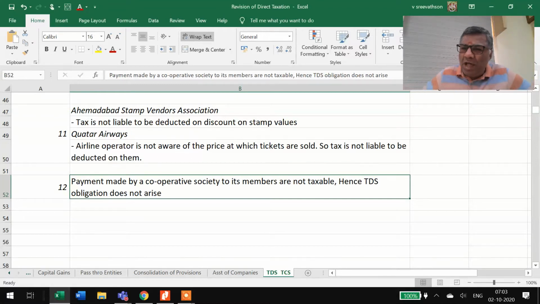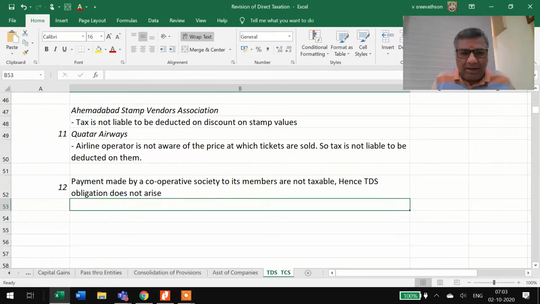the payment is not made in the capacity of the member. I am making the payment in the capacity of a deposit holder. He might be a member. That doesn't mean tax should not be deducted at source.